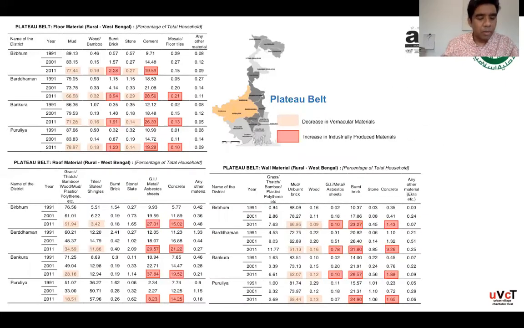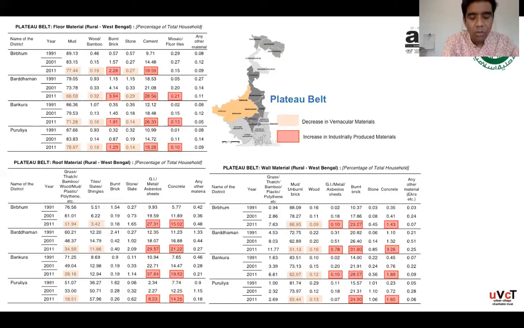Mud and unburnt bricks are the predominant walling material in the Plateau Belt of West Bengal. Though the use of these materials has decreased in the last 2 decades, the decrease in mud has been around 1/3 across the region. On the other hand, burnt brick, the next predominant material, has witnessed an increase in its use as a walling material.